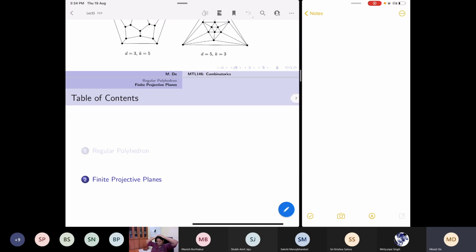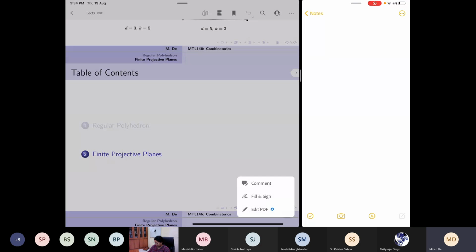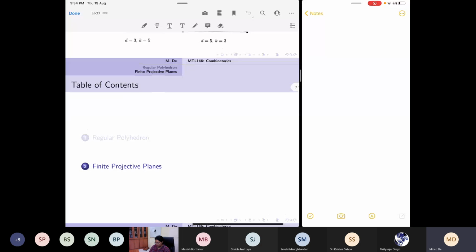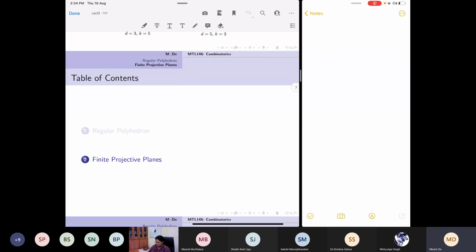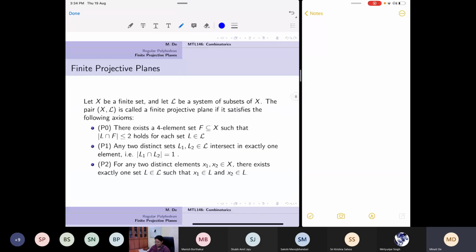So welcome back to, I think, the fourth lecture of combinatorics. In the last lecture we mainly discussed regular polyhedra, and we introduced one important and beautiful concept called finite projective planes. Today we are going to see in more detail regarding finite projective planes. I hope you have remembered the definition.